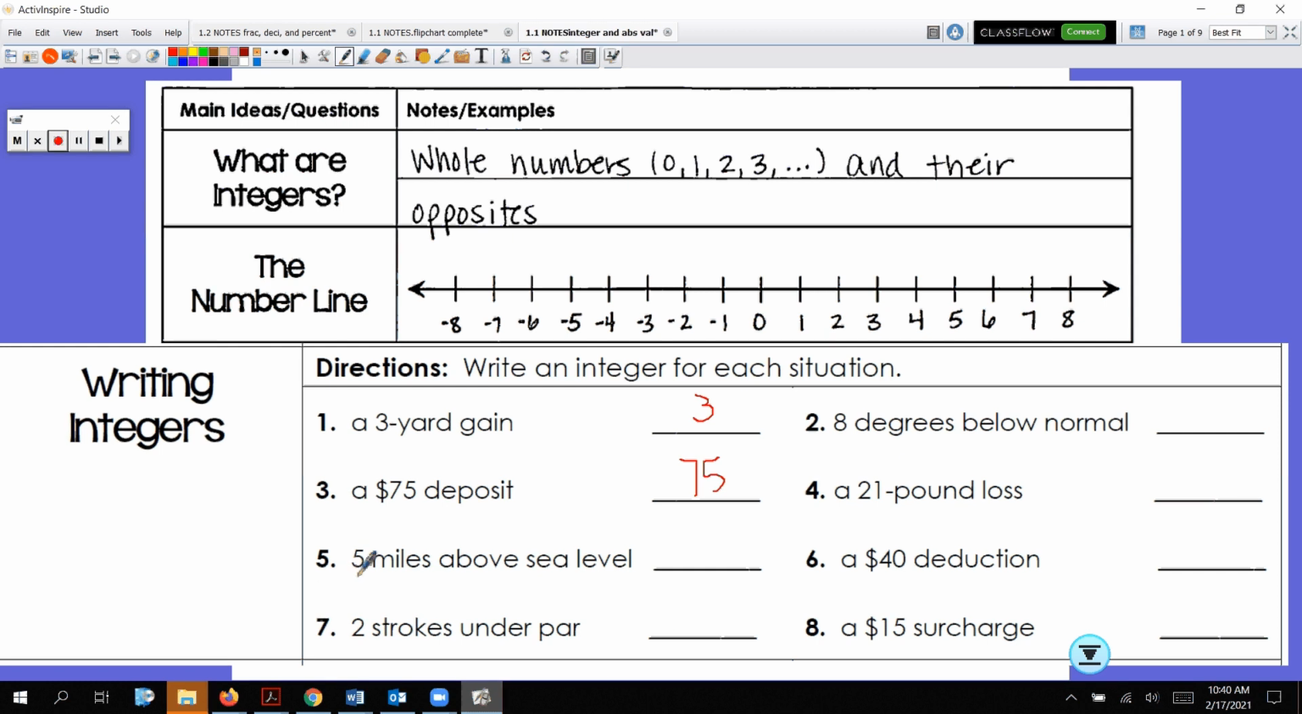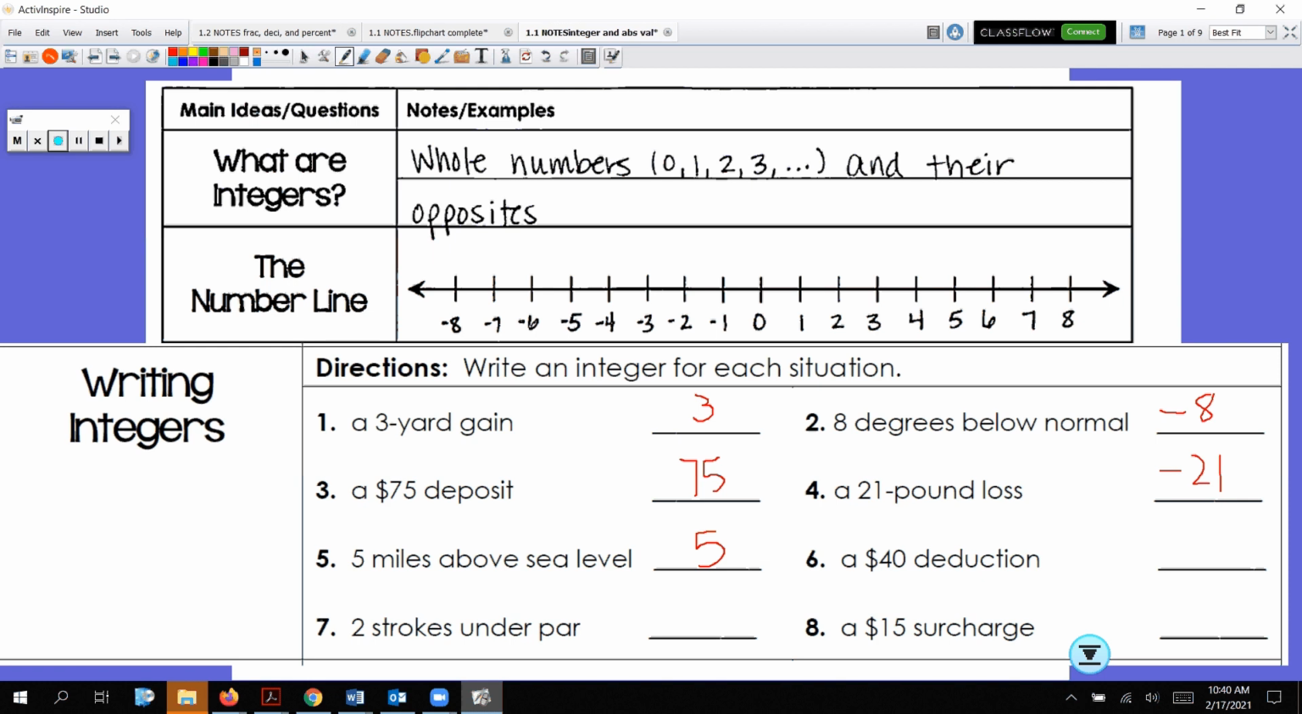So this next one, number 5, well, actually, I'll go to number 2. 8 degrees below normal. Well, below means it's negative, so it's negative 8. Number 4 says a 21-pound loss. That is going to be a negative integer. Now for number 5, it says 5 miles above sea level. That is positive.